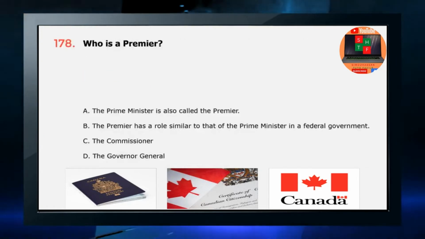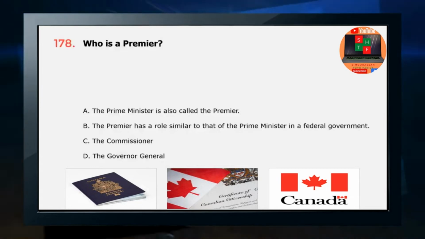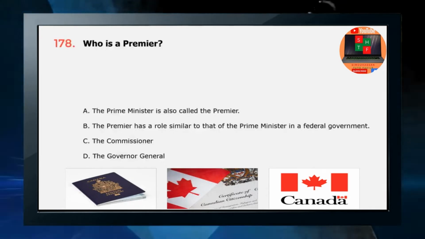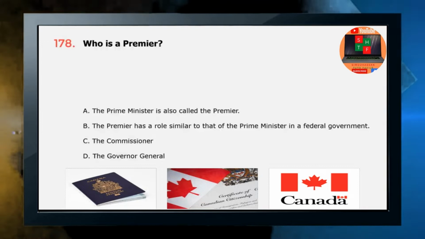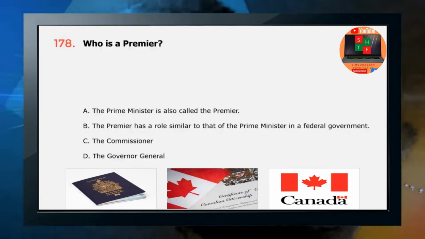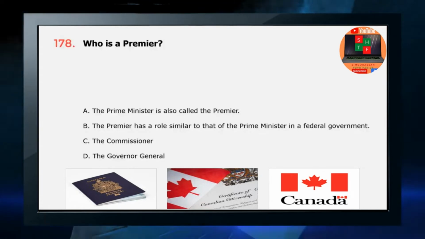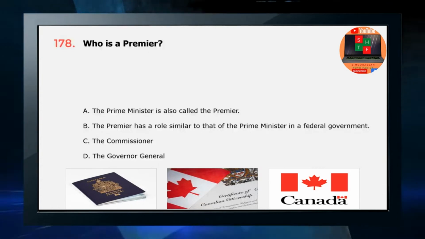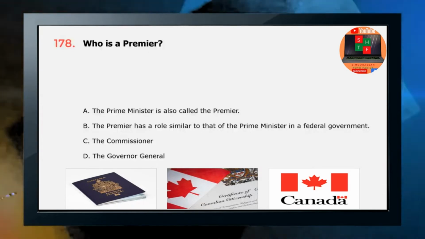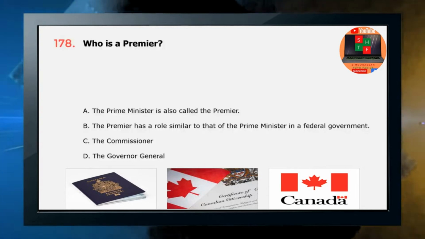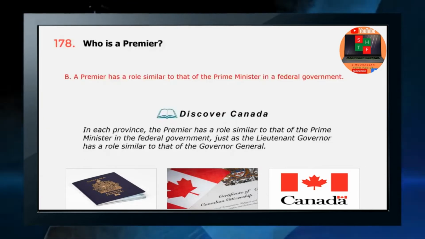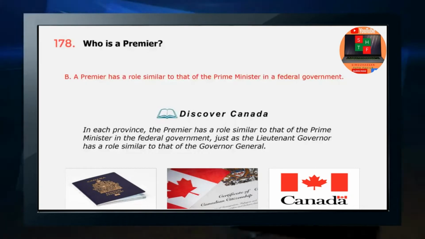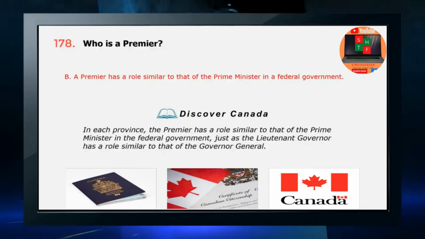Question 178. Who is a premier? A. The Prime Minister is also called the Premier. B. A Premier has a role similar to that of the Prime Minister in a federal government. C. The Commissioner. D. The Governor General. The answer is B. A Premier has a role similar to that of the Prime Minister in a federal government.